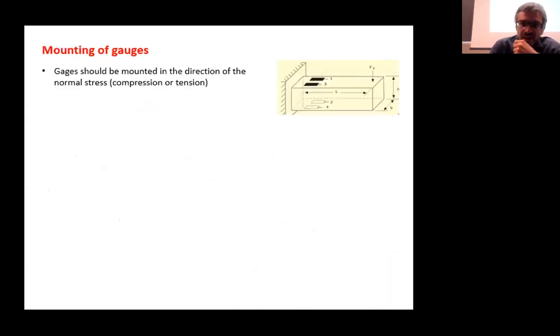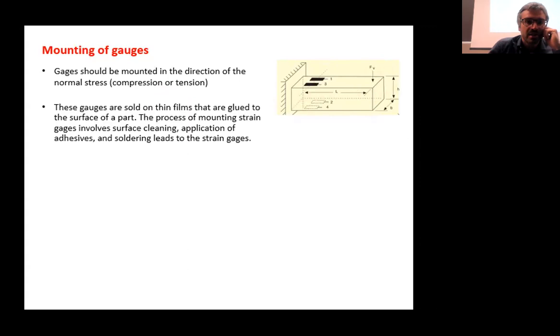So whenever you mount the gauges, you need to mount them in a specific way. Let's think you are applying a force here, and this beam is a steel element that deforms under the action of the force, and whenever it deforms, the top gauges are extended while the bottom ones are compressed. And you should mount them in the direction of the normal stress. And the normal stress is in this direction in case of a flexional situation. And you cannot put them at 90 degrees, otherwise they are not sensitive. And these gauges are glued onto the surface.